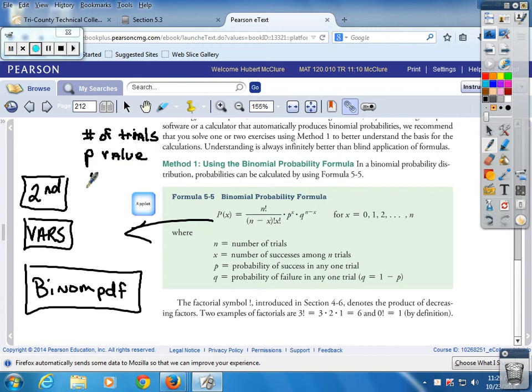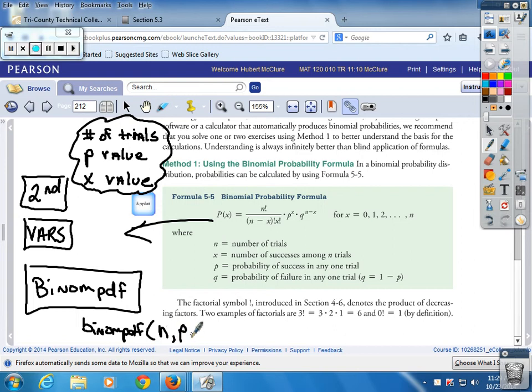The other one will ask, this is one example. The other one is just going to say this. It's going to say binomial PDF, and then it's going to have a parenthesis right there. And then you type in N, comma, P, comma, X, close parentheses. Now that's the two input ways that I know of. Now I don't know of any other ones, so if you have another one, I don't really care, you're going to fail. All right, so that's how you do it.